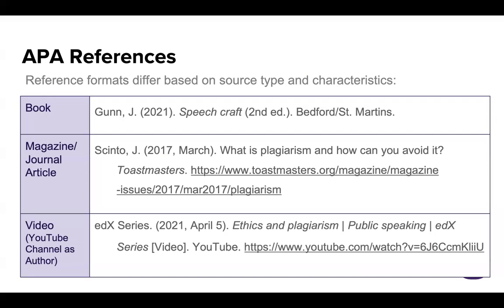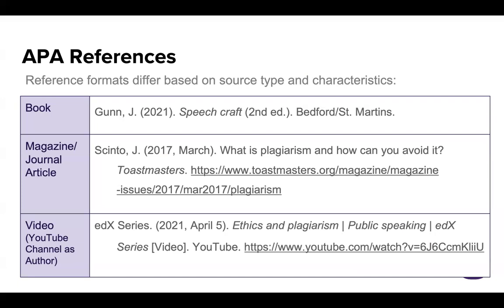The third example here is a little unique. It's a YouTube video. For a YouTube video, we actually consider the author to be the account that published it. So the reference opens here with the account name edX series. Next, we include the full date the video was published, 2021, April 5th.